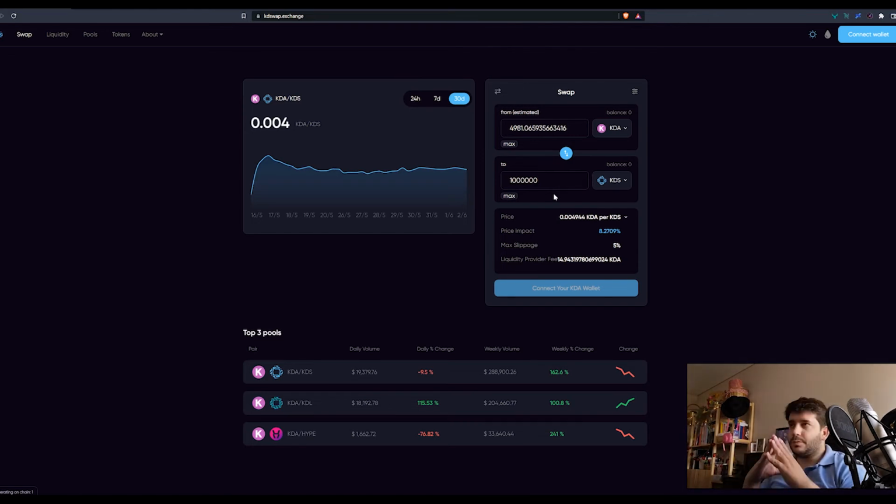How do you do that? Well, there's something called constant product value, which is a rule that all DEXs use, and that basically states that the product between token 1 and token 2 inside the pool needs to be the same before and after each trade. So every time you do a trade, the value of KDS times KDA needs to be the same before and after the trade. Let's look at an example to simplify this.